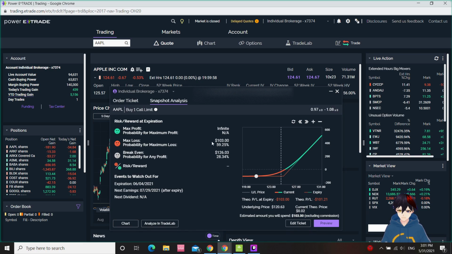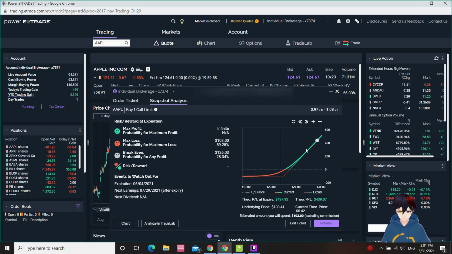And then the max loss is the most money you could possibly lose. Let's say you forget to close it, or the price drops below a certain point at the expiration, then you will lose this much money at most. Here's the break even.